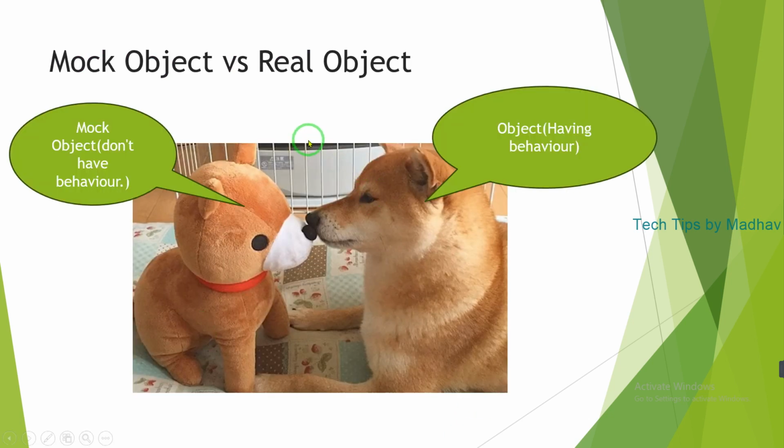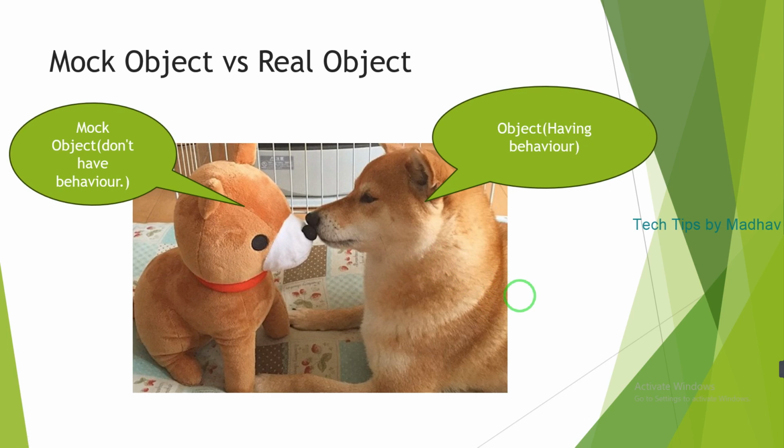If you see here, the right one is the real dog and the left one is the dummy puppy. So here my intention is to test the real object's behavior by providing some dummy object. In this case, what will happen? The target, the real one, can go with assumptions and complete its functionality. So Mockito is helping the target go with assumptions instead of expecting the real behavior from the dependent one.